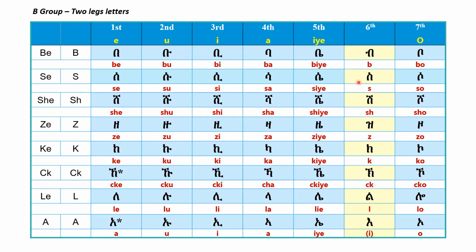In the previous 3 videos, we learned the letters B, C, Sh, Z, K, X, L, A. B, Bu, Bi, Ba, Bie, B, Bo. Se, su, si, sa, sie, s, so. Those are the big or two legs letters group.